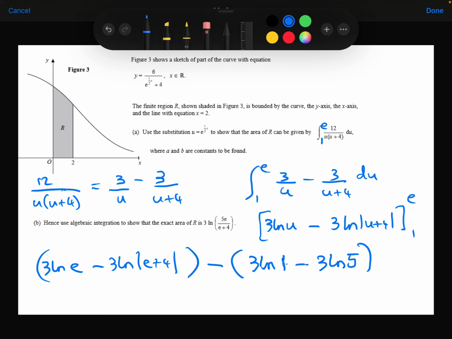Now simplifying this, the ln 1, I know that is 0, so I don't need to worry about that. But I do need to worry about the minus 3 ln 5. So that will act as a plus 3 ln 5. I'm going to factorise that 3 outside.